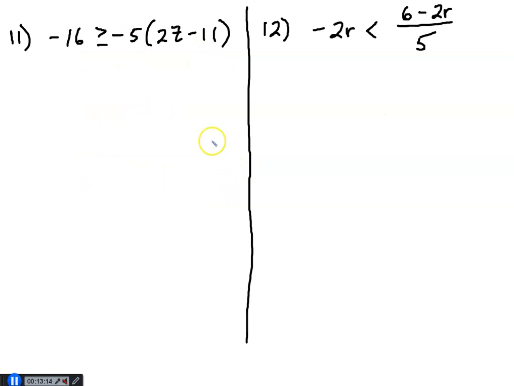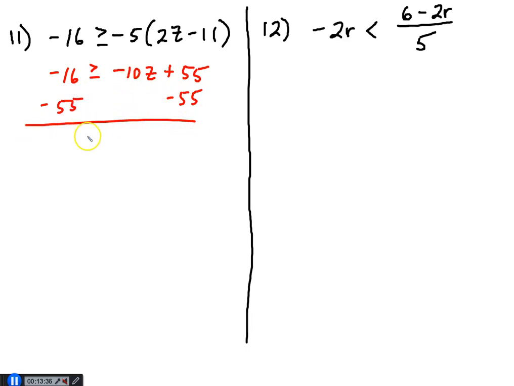All right, solving inequalities. Much like solving equations, we have to get rid of the parentheses first, use the distributive property. Negative 5 times 2z is negative 10z. Negative 5 times negative 11 is positive 55. Now work on getting z by itself. Subtract 55 from both sides. So this is going to be negative 71 is greater than or equal to negative 10z.